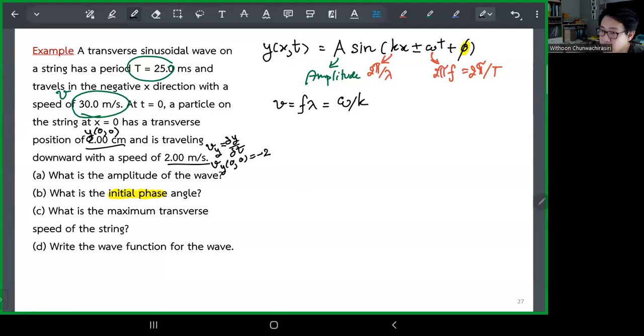Question 1: What is the amplitude of the wave? Number 2: What is the initial phase angle? Number 3: What is the maximum transverse speed of the string? And number 4: write out the wave function, pretty much everything. Yeah? All right. Are you ready? Let's do it, shall we?